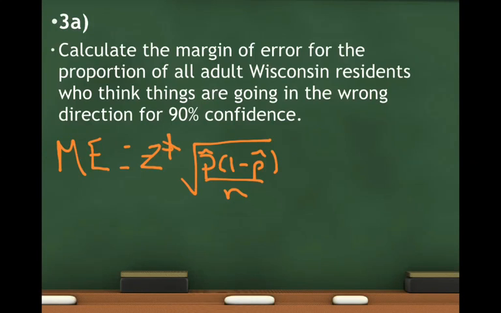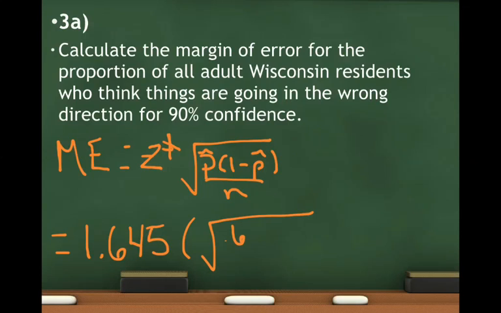And so here we want to look at 90% confidence. Remember, 90% confidence is 1.645. And we're going to times that by the square root. From the previous slide, it was saying 66%, so p hat is 0.66. And then hopefully you wrote down the sample size. I believe the sample size was 402.